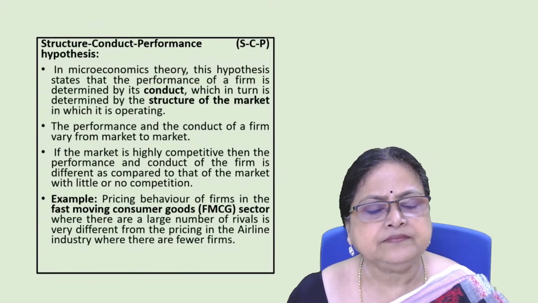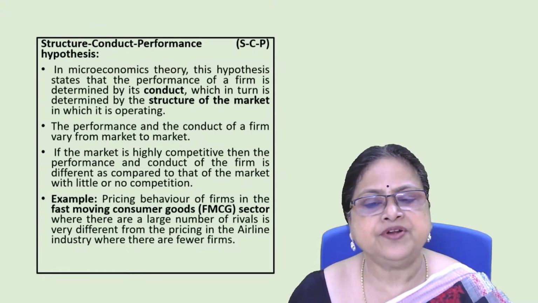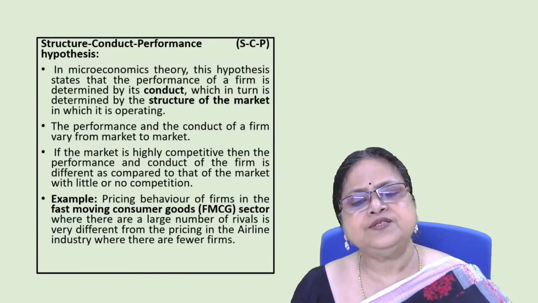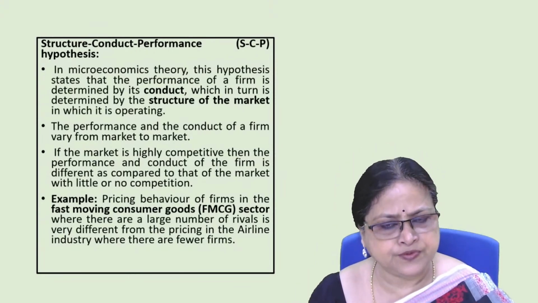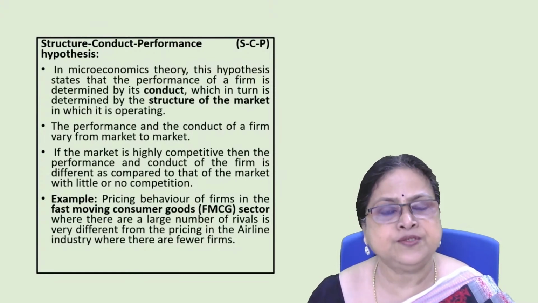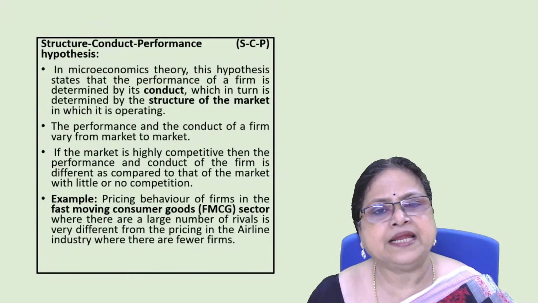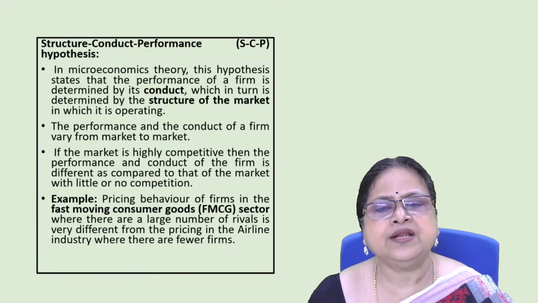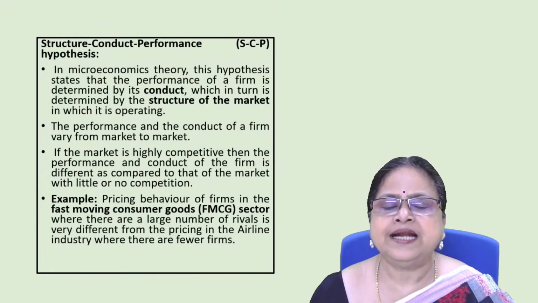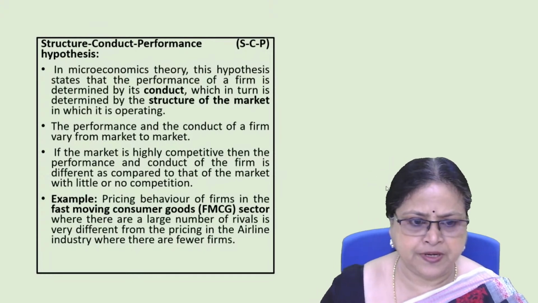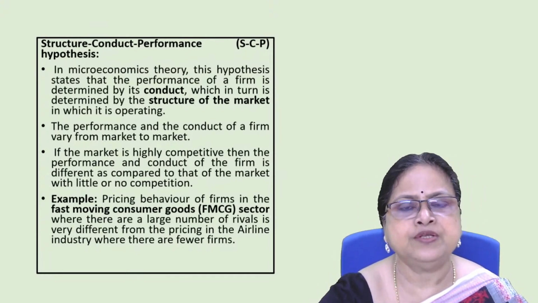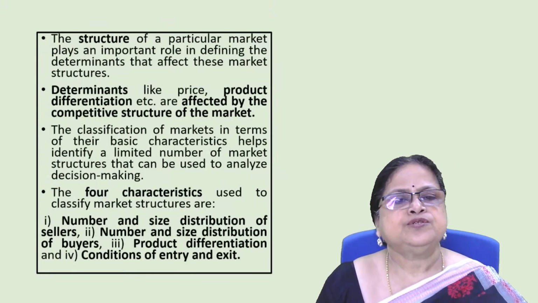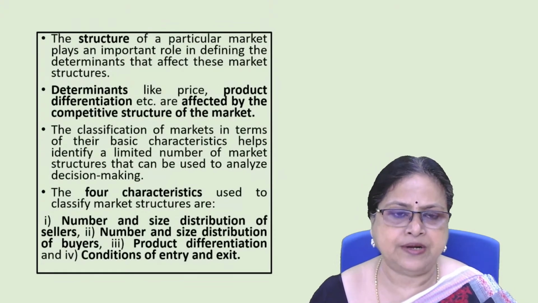For example, let us take the pricing behavior of firms in the fast moving consumer goods sector, where there are a large number of rivals, a larger number of firms producing the consumer goods. That market is entirely different from, let us say, pricing in the airline industry, where only a few airlines are operating in that market. So depending on the number of firms or sellers producing a product, the pricing behavior is influenced. The structure of a particular market plays an important role.